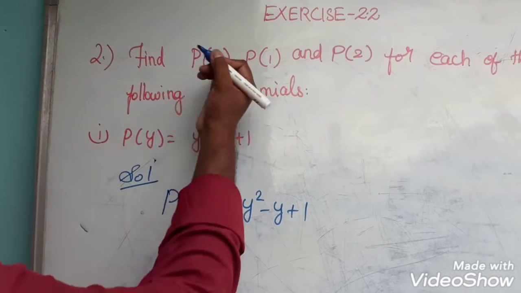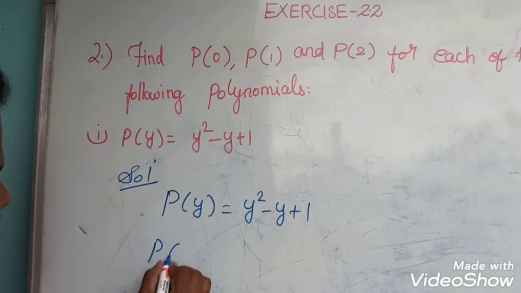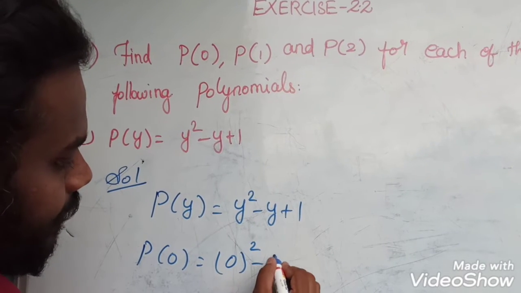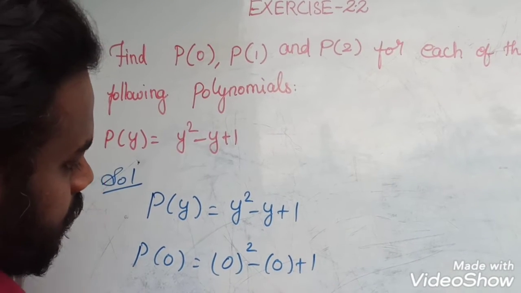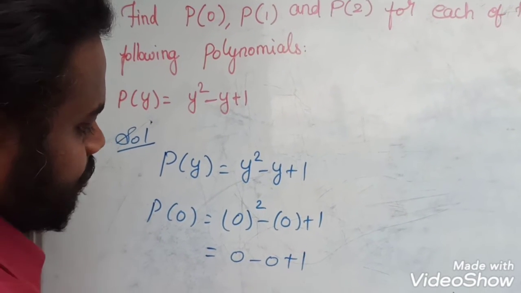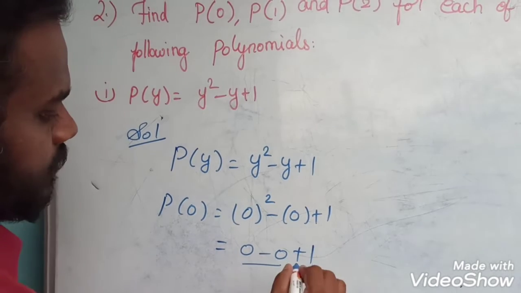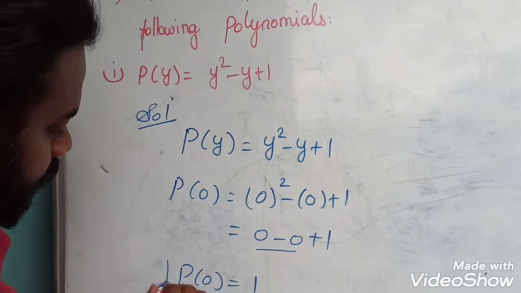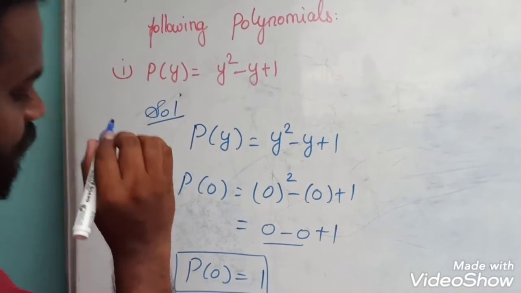First I have to substitute for p of 0. So p of 0 means 0 whole square minus 0 plus 1. So 0 minus 0 is 0 only, 0 plus 1. So p of 0 is equal to 1. We get the first value.